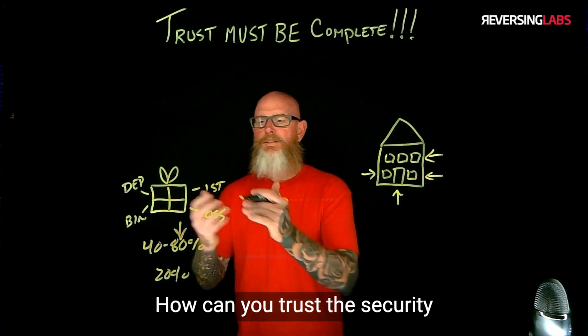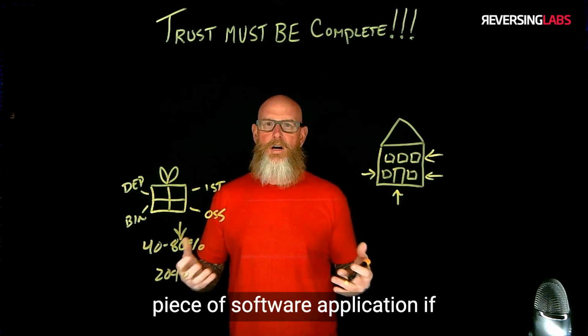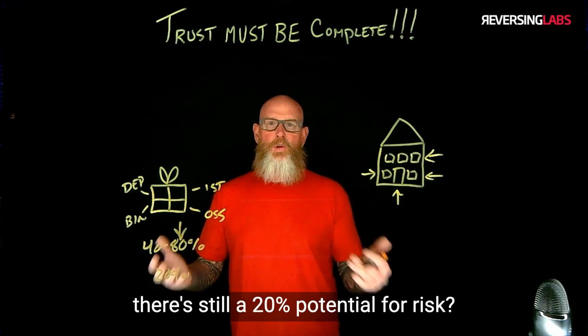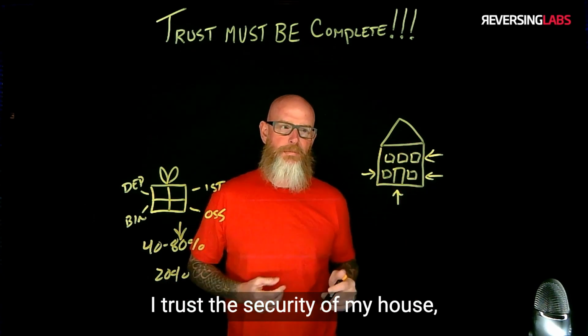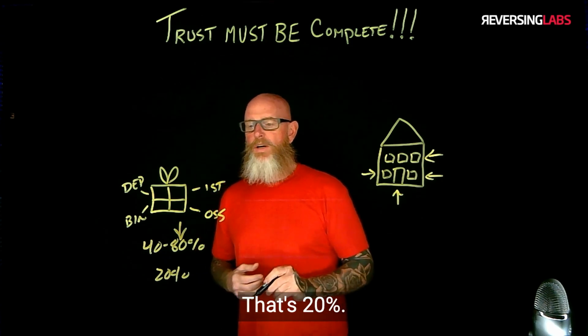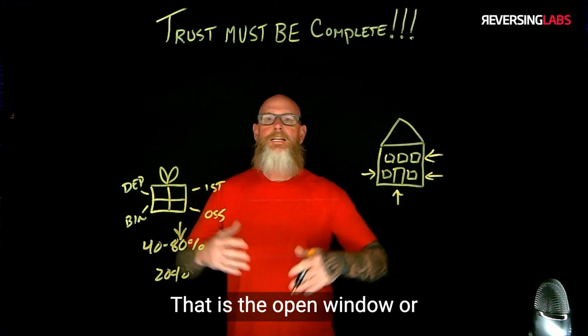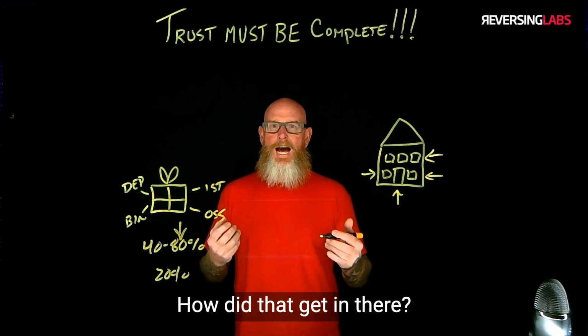How can you trust the security of your package, the compiled piece of software application, if there's still a 20% potential for risk? It's just like the house. I trust the security of my house, the doors, some windows, but one window's a problem. That 20%, that's all it takes. That is the open window or the unlocked door into risk. How did that get in there?